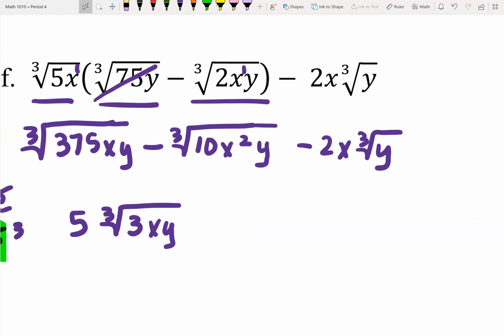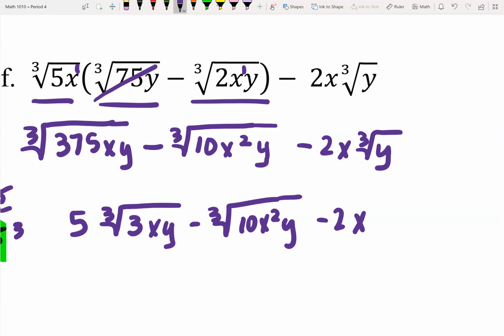Okay, look at the middle term. I have to have 3 for anything to come out. 10 is 2 times 5, nothing. Not enough x's, not enough y's, nothing's happening. So I'm just going to write that down. The last guy, can't do anything to him either.